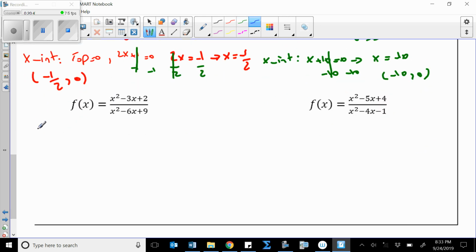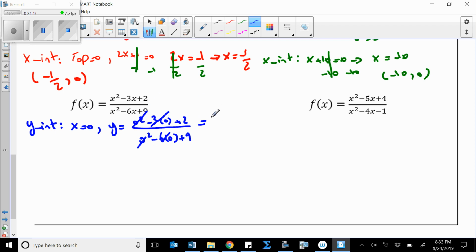The next function, again we want to find the y-intercept first. x equal to 0, so you plug 0 into your function. It will be 0 squared minus 3 times 0 plus 2 over 0 squared minus 6 times 0 plus 9. All these will be 0 because 0 times 3 is 0, 0 squared is also 0, so you only have 2 over 9. So your y-intercept is 0 and 2 over 9.